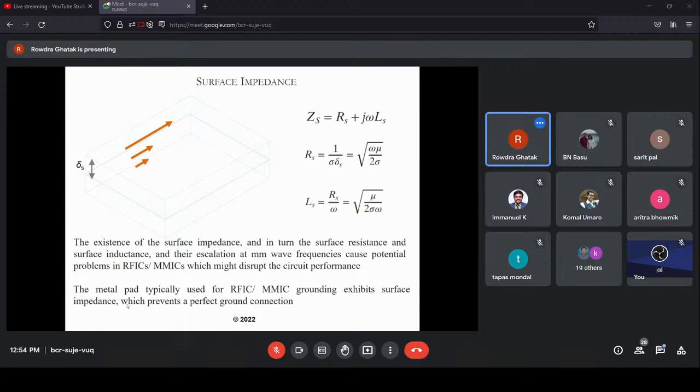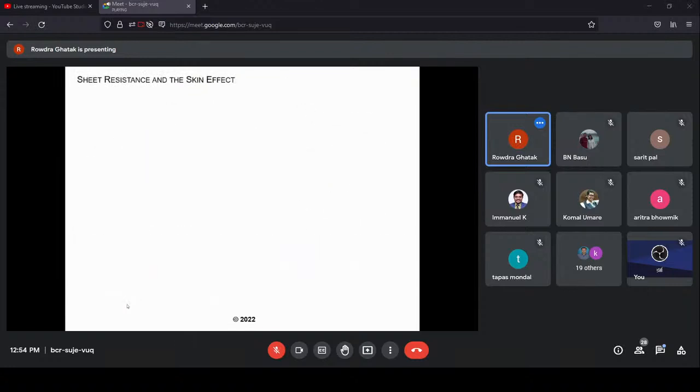So with the RFIC and MMIC segments, we have to be a little bit cautious in calculating the surface impedance, the surface resistances and surface inductances. The existence of surface impedance escalates at millimeter wave frequency and causes potential problems in tuning the frequencies. A metal pad, for example, typically used for grounding, has a surface impedance, it prevents a perfect ground connection. So you have to have a proper analysis of those impacts.